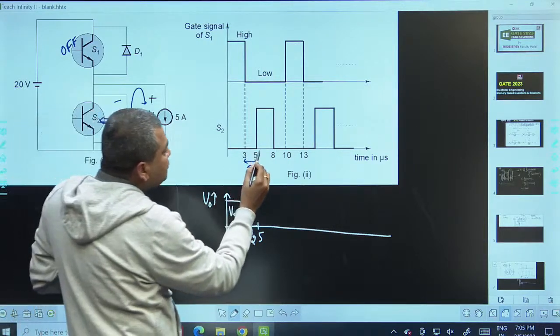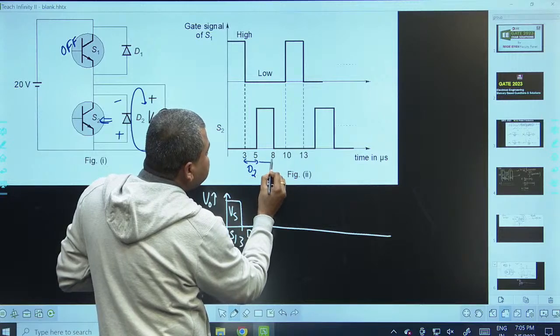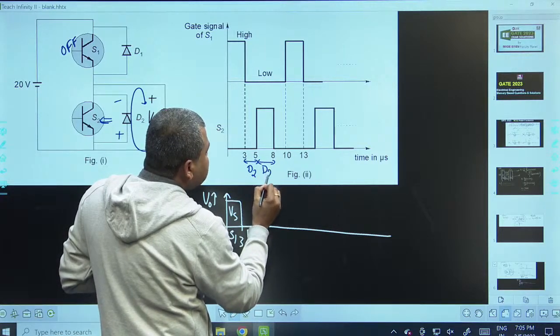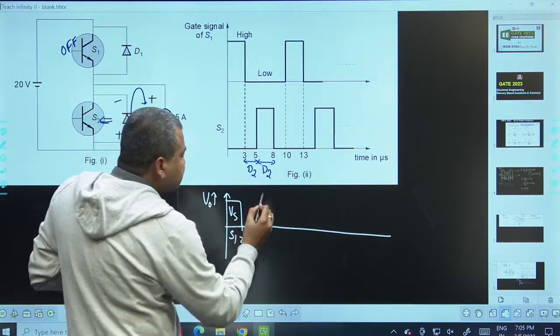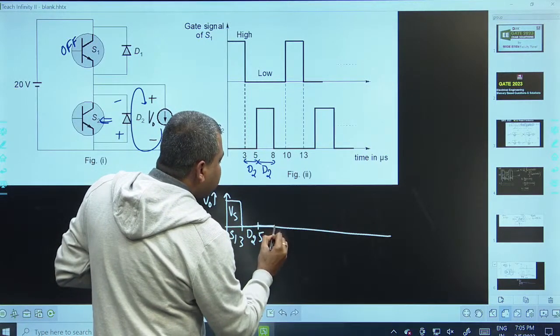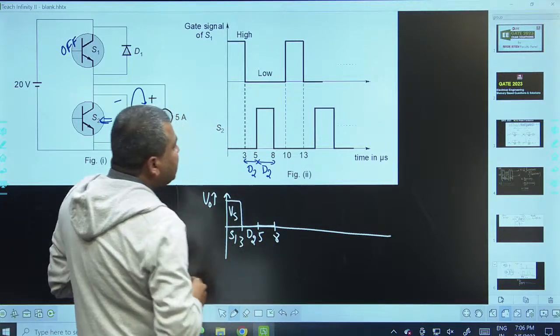So D2 continues to conduct even from 5 to 8. So D2 continues to conduct. When D2 continues to conduct here, the output voltage is the same, 0 volts. So even up to 8 microseconds, the output voltage is 0.